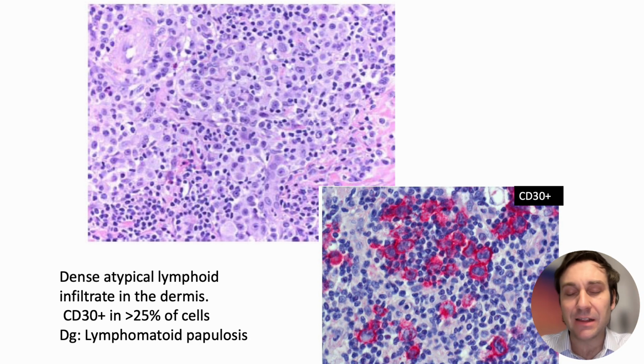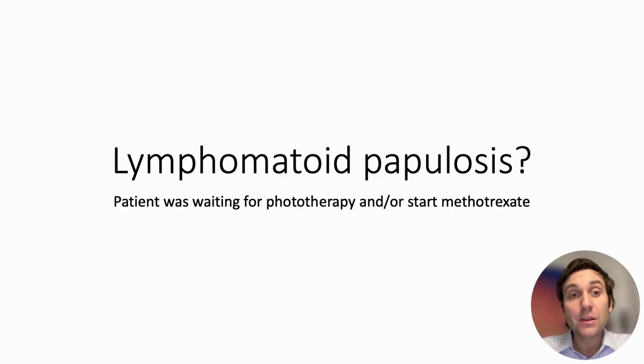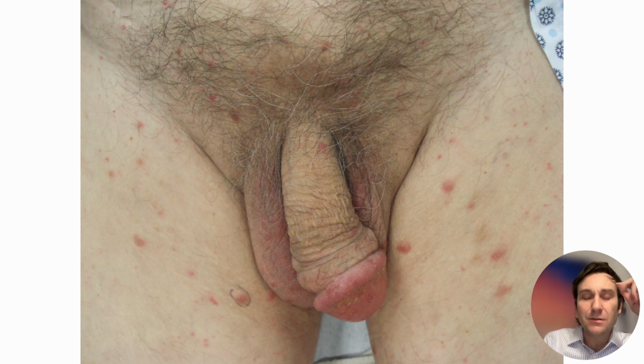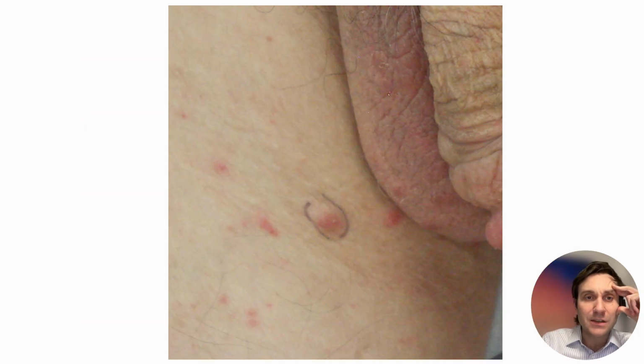This is the classic findings of lymphomatoid papulosis. So the question is, does this patient have LYP, right? The patient was waiting to start on phototherapy or methotrexate back in that day. So I said, let's take another look before starting any treatment, right? Again, this is the patient. Look at this lesion here, circled in this marking. You can see here that lesion.